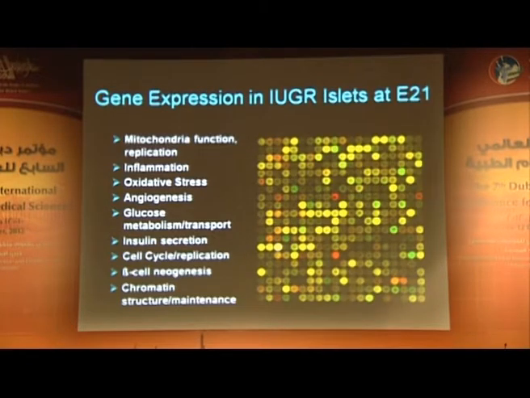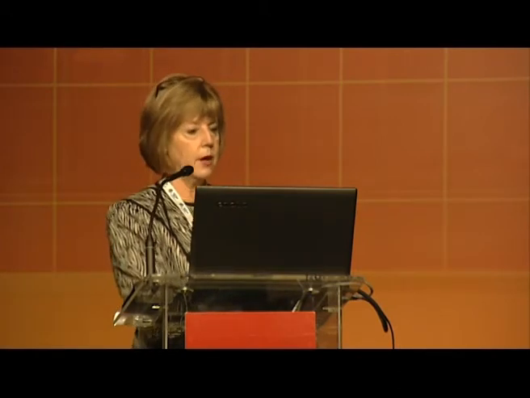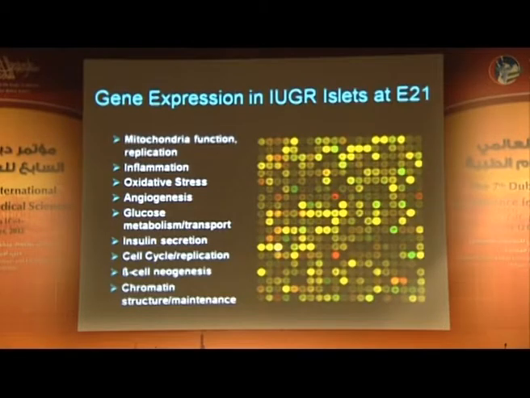So we wanted to determine what kinds of genes might be dysregulated, and we already knew some of the pathways that were abnormal in the IUGR animal, in particular mitochondrial function. So we did a survey to try to understand all the different pathways that might help us understand what the complete phenotype was. And we weren't actually very surprised in that we found genes that regulated mitochondrial function, inflammation, oxidative stress, angiogenesis.